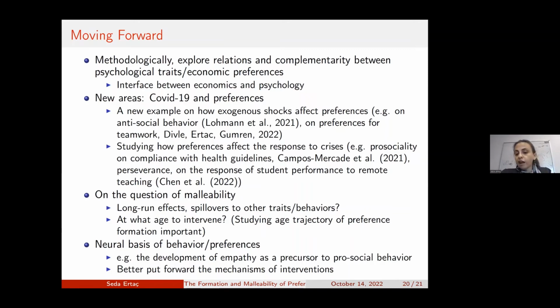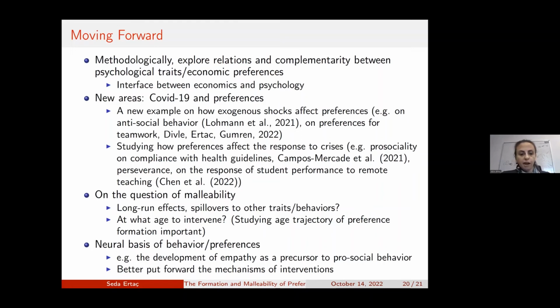There are also new areas that life brings, right? COVID-19 and preferences is a very good example of how this is reflected in the research agenda. People have looked at how COVID-19 has affected preferences. For example, we have a paper showing that priming people with COVID-19 reduces their willingness to work in teams. They want to work more alone. So it's potentially important for corporations. And also, studying how preferences affect our responses to such crises. For example, more pro-social people may wear masks more, right?